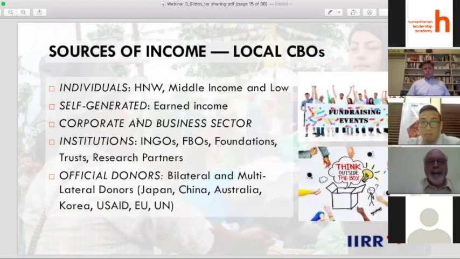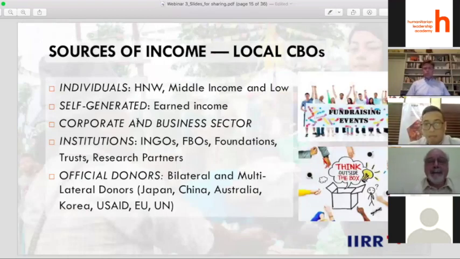Self-generated income is the next group of income. Many local CBOs have projects through which they can generate income, and maybe technical capacity and personnel who can also generate income from services they provide to others. This type of income is very critical because it is unearmarked money. It's money which can be used for a wide number of purposes.